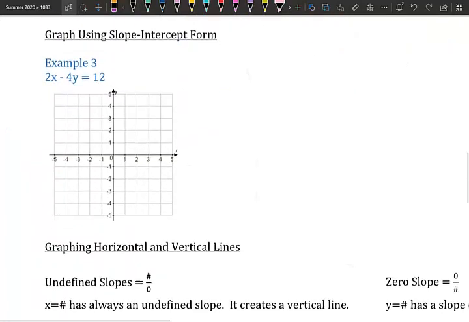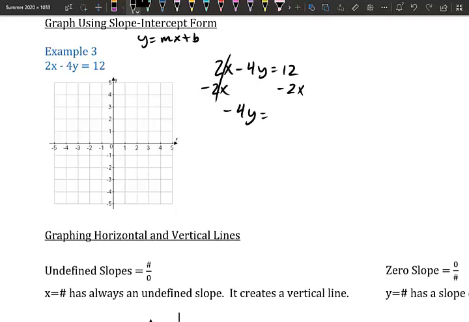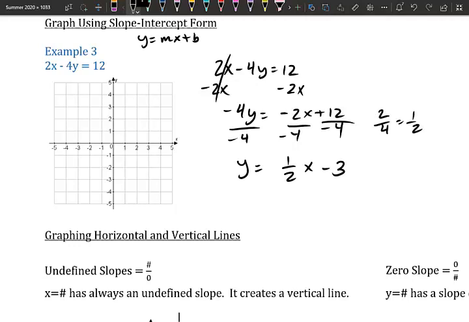Alright, let's graph using slope-intercept form. So to graph using slope-intercept form, that's y equals mx plus b. So we have to get y by itself. So with our equation, we need to solve for y. So I'm going to subtract 2x. We're left with negative 4y equals negative 2x plus 12. And then we're going to divide everything by negative 4. So we have y equals 1/2 x minus 3, because 2 divided by 4, that's 1/2.